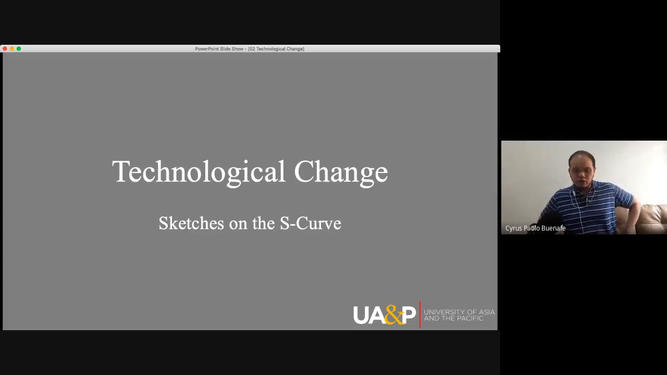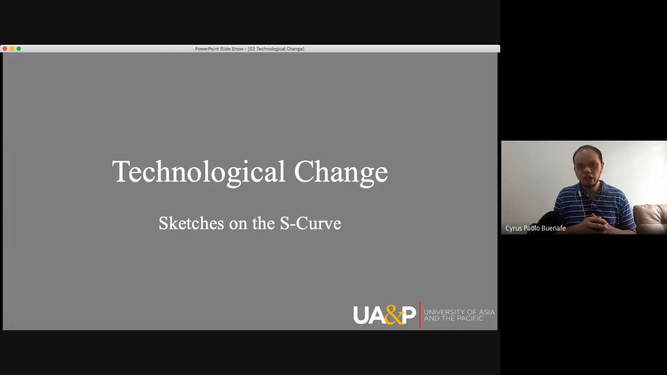Okay, now for today, we'll talk about technological change. And there are two things that we will talk about regarding technological change. Now, the first commentary will be on the S curve. The S curve is a very popular model because it's supposed to give everybody an idea on the trajectory of technological change.